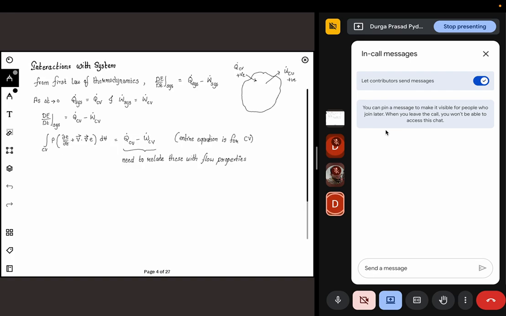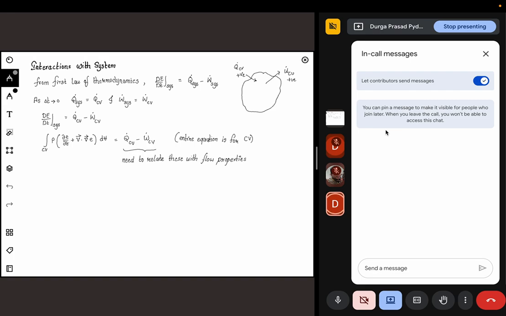First, on the LHS, we have dE/dt of the system, which, from the first law of thermodynamics, is Q dot minus W dot, where Q dot is the net heat transferred to the system and W dot is the net work done by the system. W dot is positive when work is done by the system, and Q dot is positive when you give heat to the system, as given by these arrows.